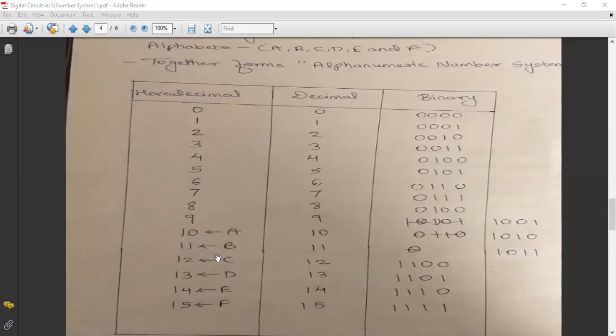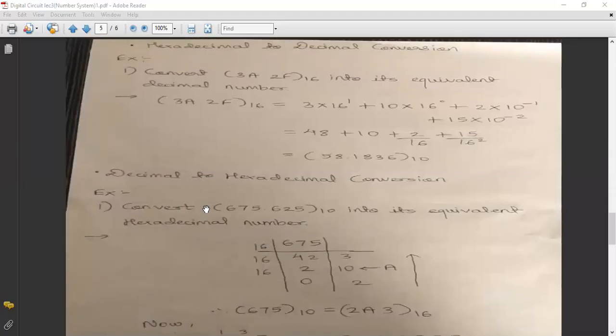Similarly, 11 is represented by B, 12 is represented by C, 13 is represented by D, 14 is represented by E, and 15 is represented by F, and its equivalent decimal number and binary number is written here in this table.